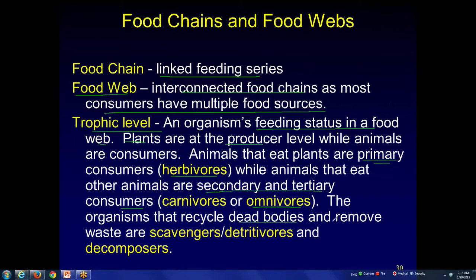Organisms that recycle dead bodies and remove waste are scavengers or detritivores and decomposers. A scavenger, a detritivore, is something that's going to be eating like a dead deer carcass, or something that was hit on the side of the road, like a dead possum. Those are your scavengers. A crayfish eating dead fish flesh, okay, that would be a scavenger or a detritivore.